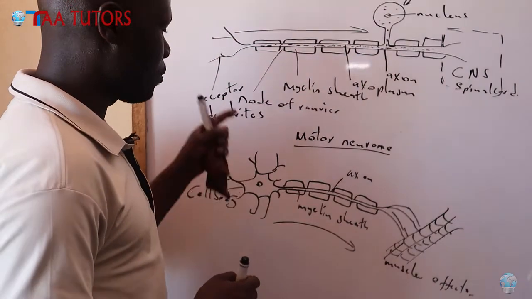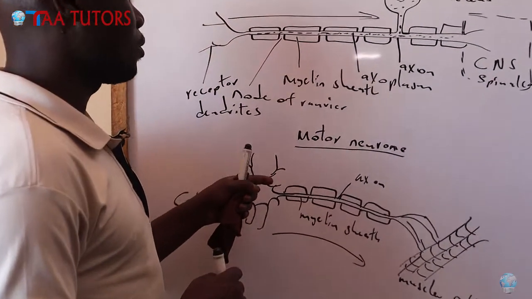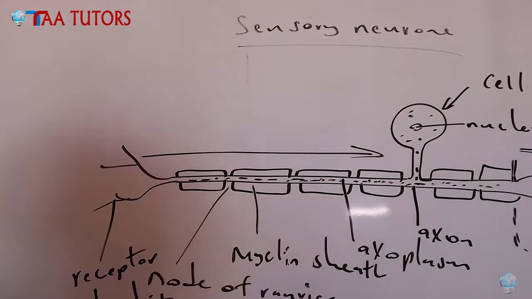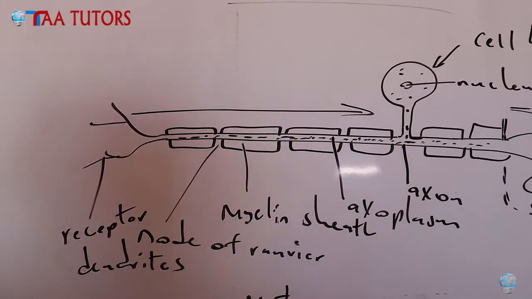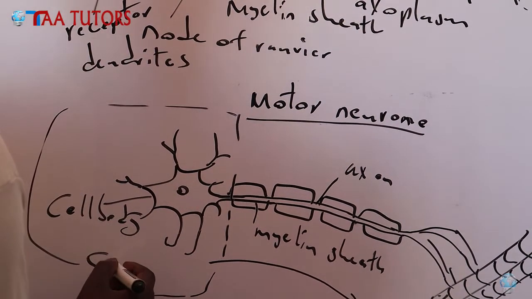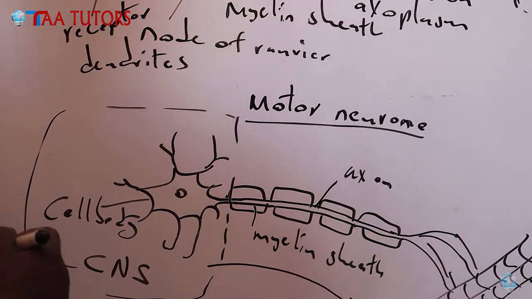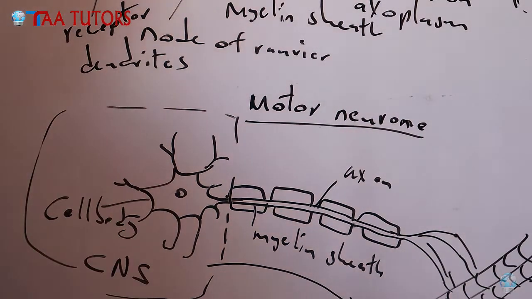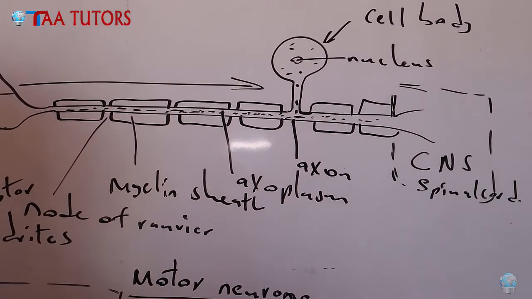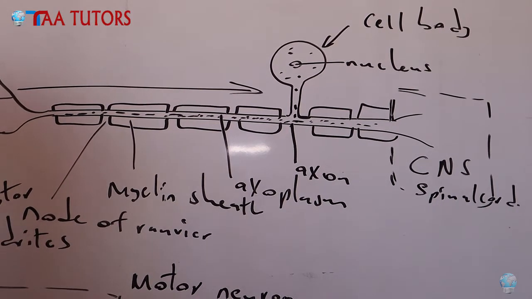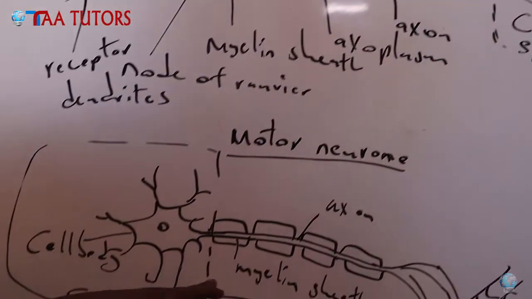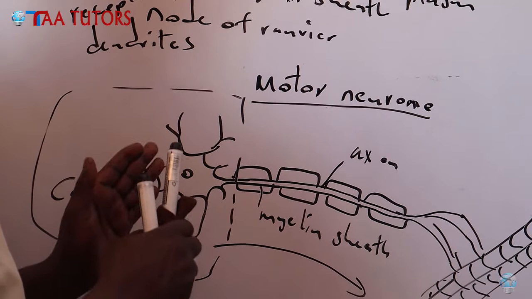So if you look at it keenly, one clear difference between the motor neuron and the sensory neuron is that the motor neuron has got a cell body which is found at one end of the axon. And actually this particular part here, I want you to remember that this part is within the central nervous system. So you see, I have got two differences here. Number one difference between the sensory neuron and motor neuron is the point where the cell body is. In the sensory neuron, it is outside the axon. Now in the motor neuron, it is at one end of the axon.